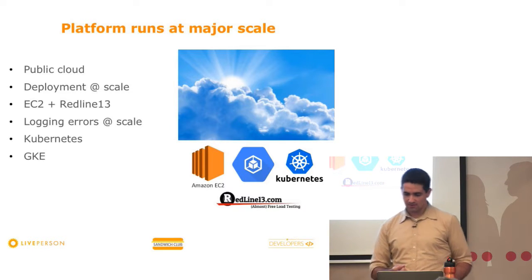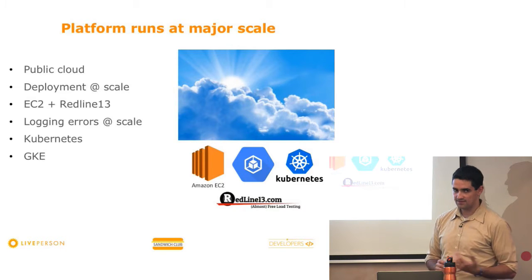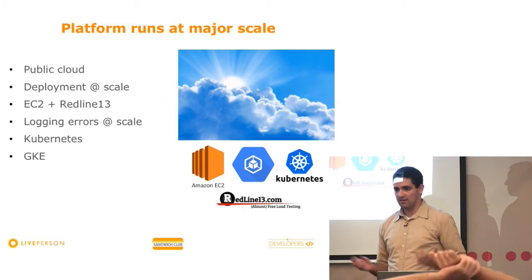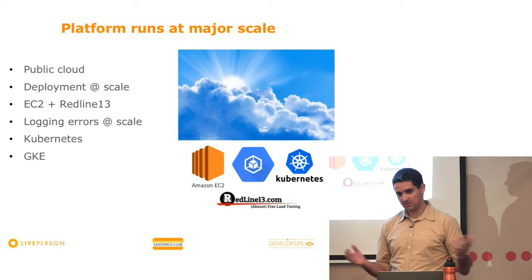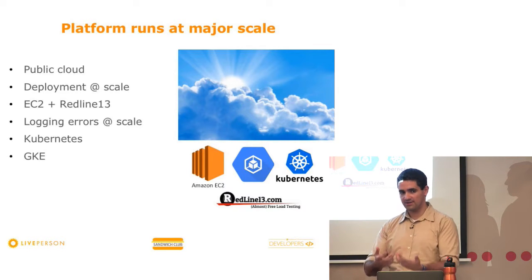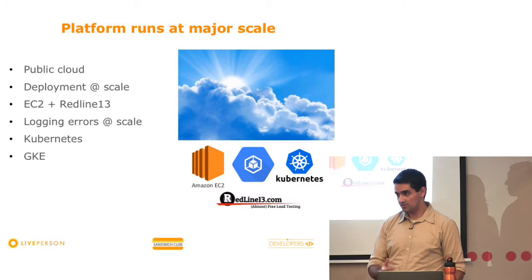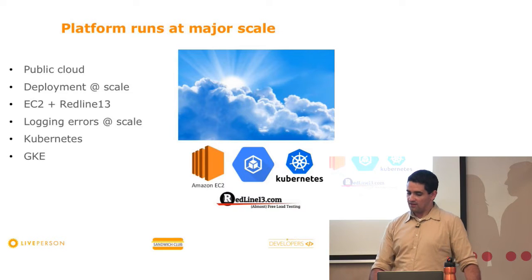Redline 13 also collects the reports at the end of the Gatling simulations. Gatling generates a report per machine, and Redline 13 collects all those reports from all those machines, aggregates them, and provides a downloadable file for the user running the simulation as an aggregate report for all the machines that ran.